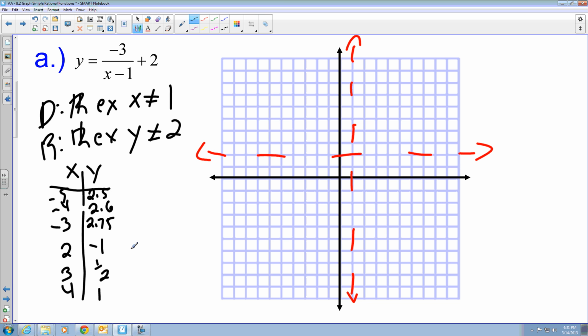And then I go to 2.5, so I'm going 1, 2.5. And then I got 4 and 2.6. And then 3, 2.75. So actually it'll look something kind of similar to like this. And then I got 2. So I'm going to go 1, 2, -1, 3 and a half, 4 and 1. I can't be right with the 3.5. So I got 3.5.